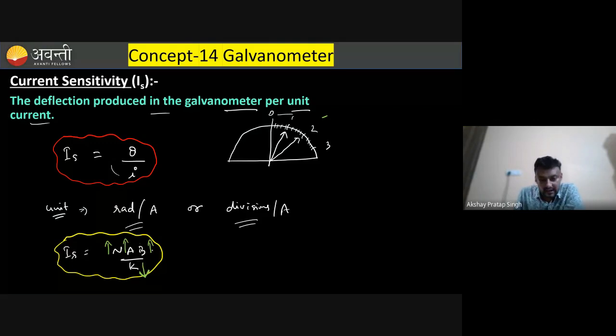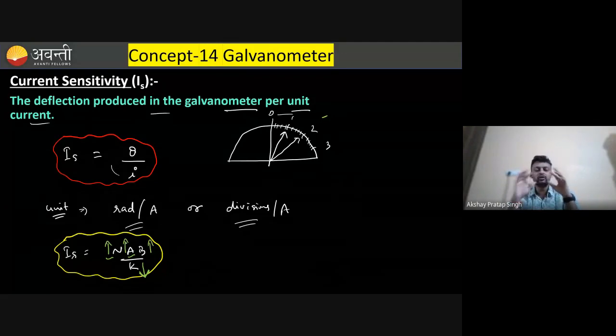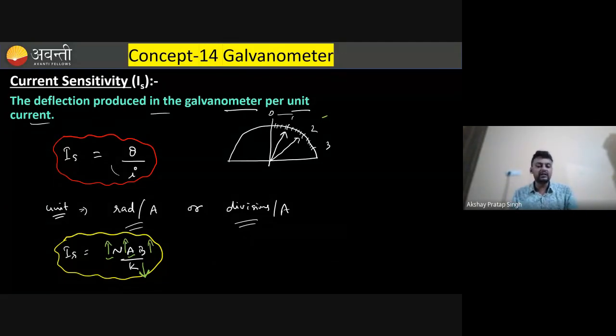Now, one more thing I will ask. The number of turns and area. If you increase the area of the coil, the size of the galvanometer will become bulky and it will not remain portable after a certain point of time. So we are not using a larger area of the coil. Now again, you cannot increase the number of turns beyond a certain limit. Why? If you increase the number of turns, that means the length of the wire will increase. So N and area cannot be increased beyond a limit.